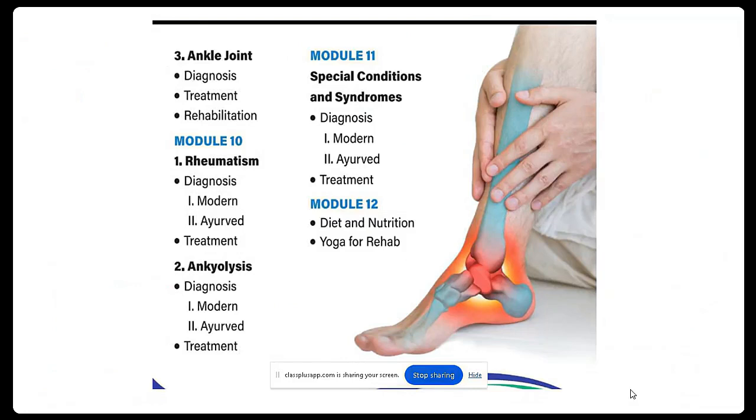There is a long list of these, for example, the different kinds of arthralgia, arthralgia due to anemia, arthralgia due to ankylosing spondylosis, then the Osgood-Schlatter disease, some rheumatic diseases, rheumatic pain. We are going to discuss these in this particular topic, and at the last, in the 12th topic, we are going to cover diet and nutrition, and also yoga and muscle energy techniques for rehab purposes.